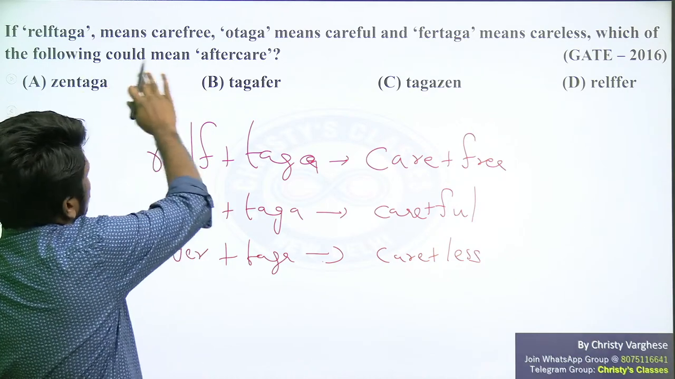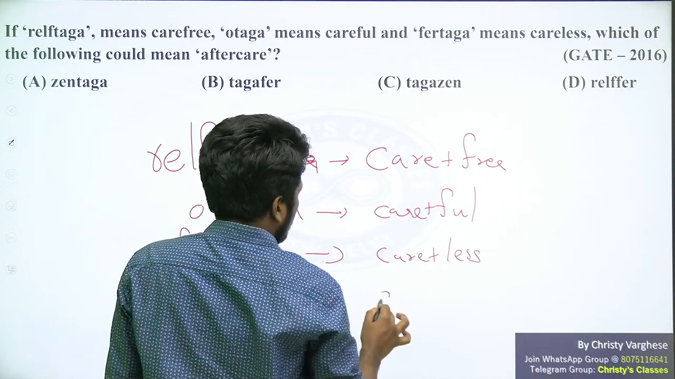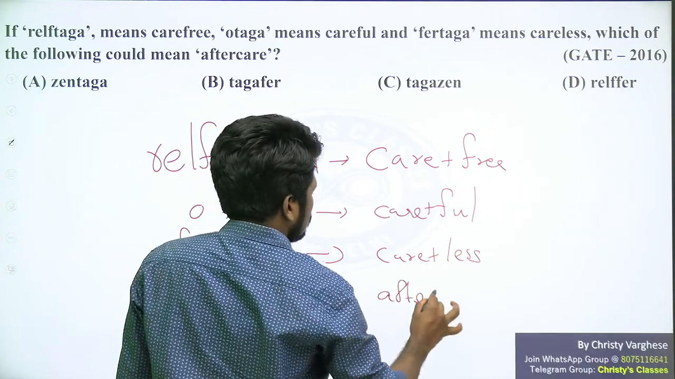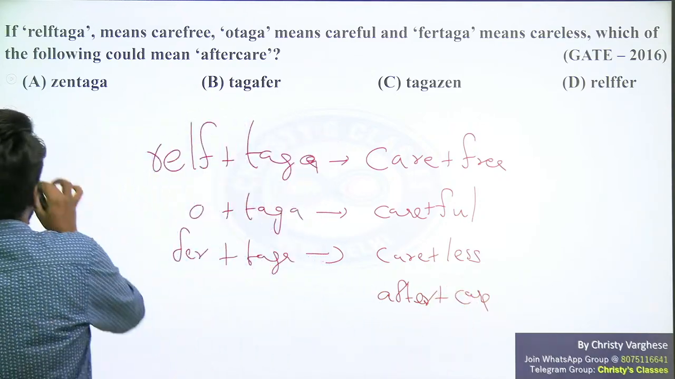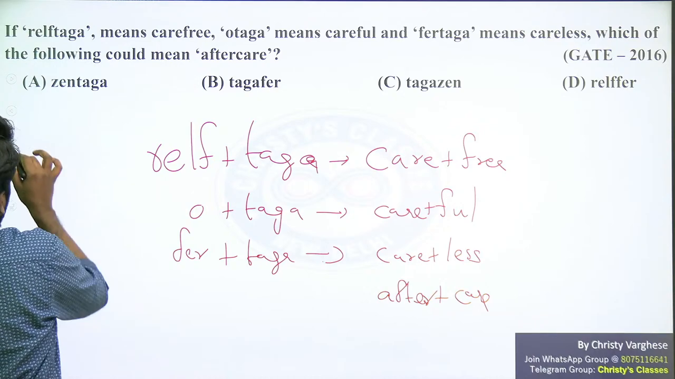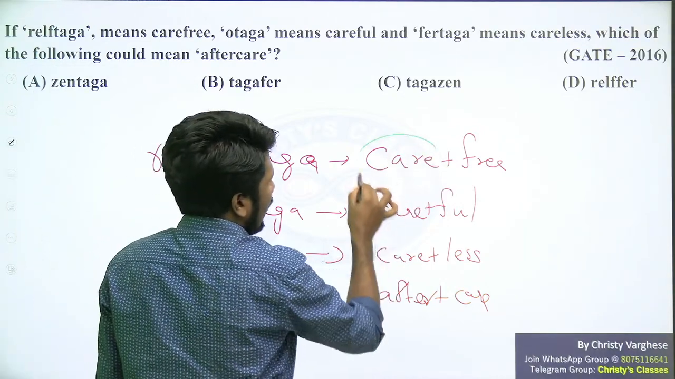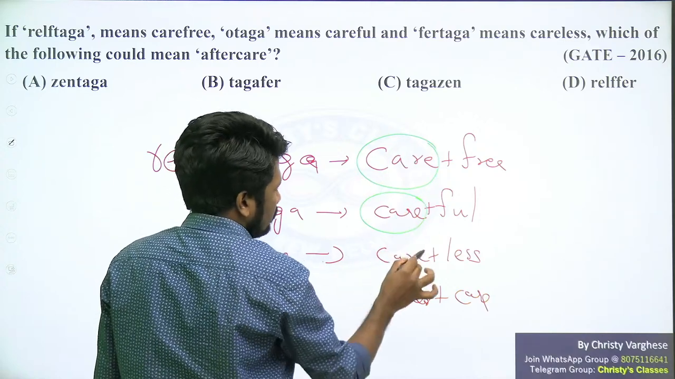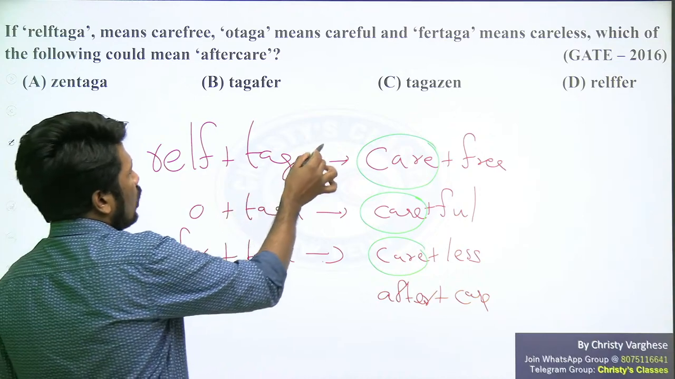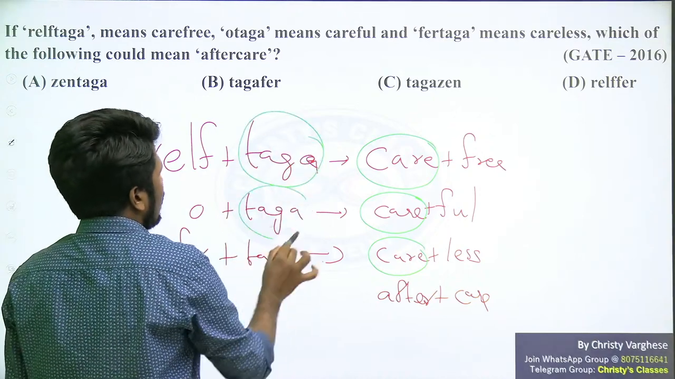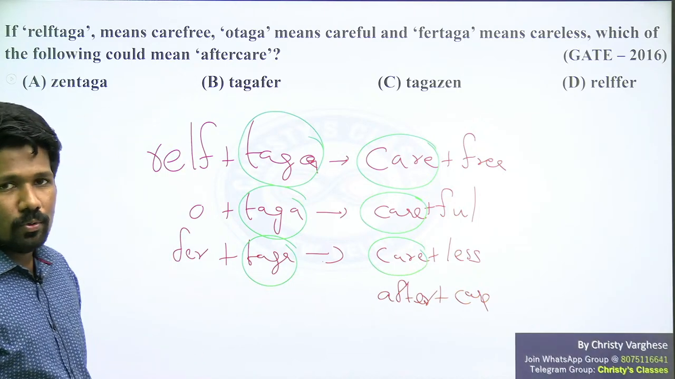Aftercare, that's the meaning of which of the following could mean aftercare. Aftercare is the word. After plus care. So first, with the three given statements, what you can conclude? Wherever the word care is there, for the corresponding code, the common word TAGA is there. So we can assume care is equal to TAGA.